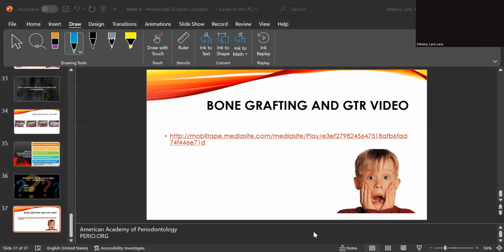Now, same video, but this one's going to show a bone grafting procedure with that guided tissue regeneration. So you're going to place the bone graft and put the barrier membrane over top. That barrier membrane is really the only difference with GTR as well. It's on the back of your mouth. We're putting the membrane over that. Okay.